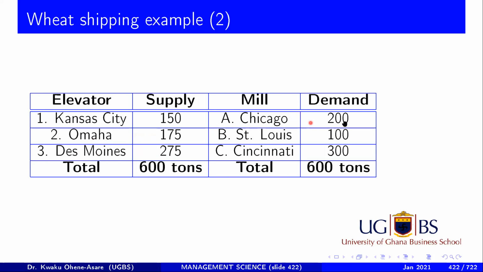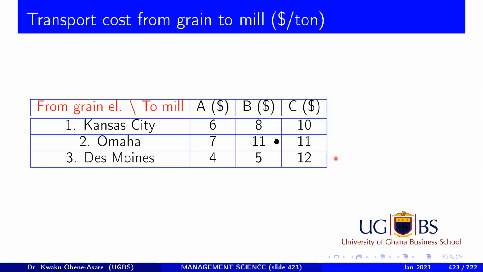Chicago is receiving 200 tons, 100 tons from St. Louis, 300 tons from Cincinnati. So this is it. You can quickly see your supply nodes and the demand nodes there, can't you? If I tell you to actually draw this, will you be able to draw it? Of course you will. But there's a cost associated with sending the items.